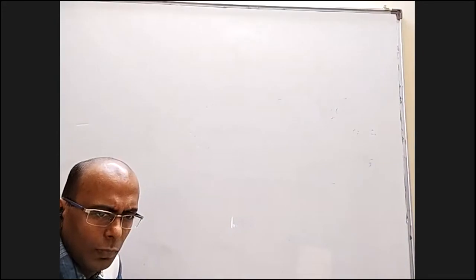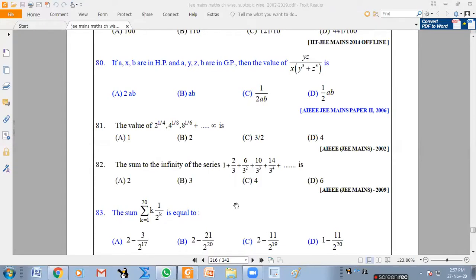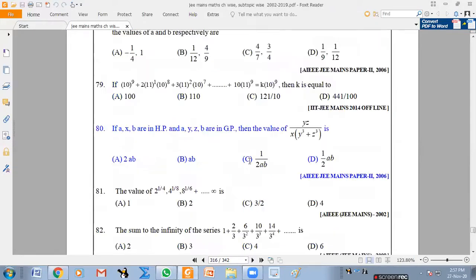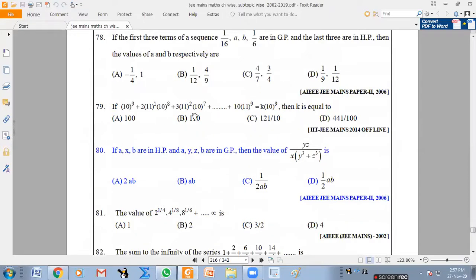Sir, once can you do 11? Right in the beginning, 11th question. Not that one, sir. Sorry, 79. 79. Okay. 79, it is AGP, am I right? Yes, sir. So for AGP, what is the standard method? Multiply with the common ratio. What is the common ratio for the GP part here? It is 10 by 11. Multiply it with 10 by 11 on both sides and subtract.